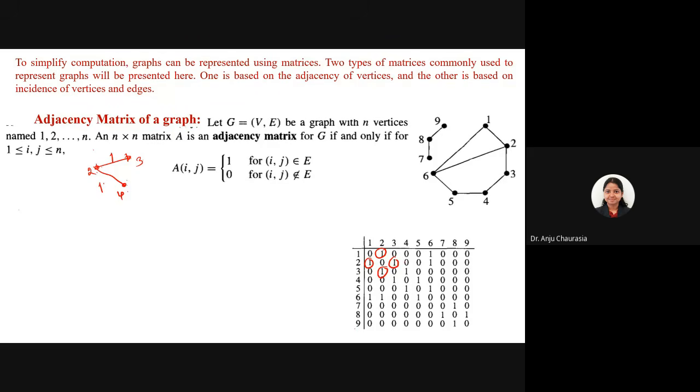In the same way 3, 4 and 4, 3. I think you got it. 2, 6, 1 is present here. 6 and 2 you also put 1. So 1 for edge presence, 0 for edge absence. Clear everyone? I don't think I need to mention anything else here.